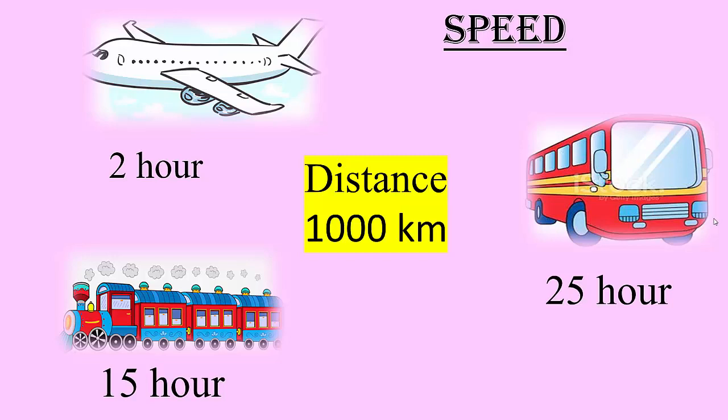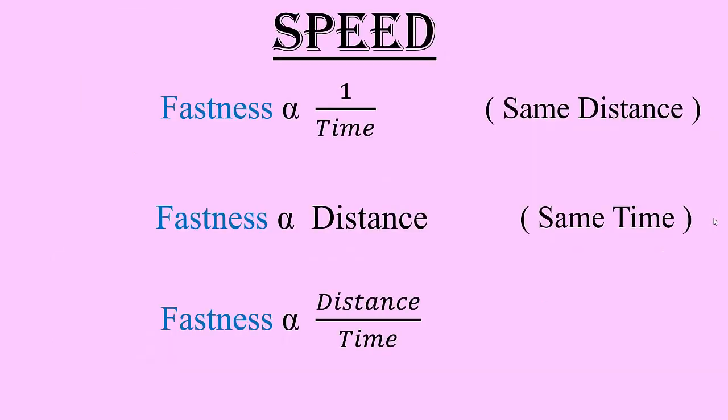So what does it indicate? Distance is constant, 1000 kilometers. But only the fastness and slowness of the vehicles are changing. Plane is moving much faster than bus and train. So by observing these pictures, we can say that fastness is inversely proportional to time. That means when your vehicle is moving very fast, it takes less time. When you are moving very fast, it takes very little time.